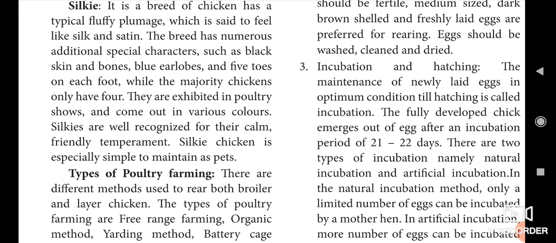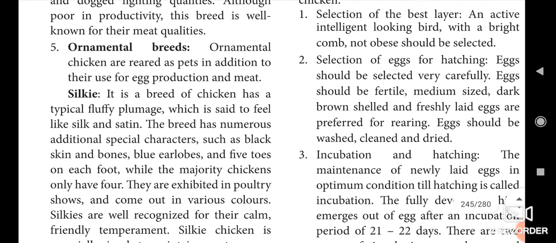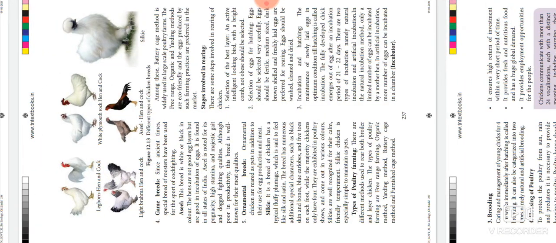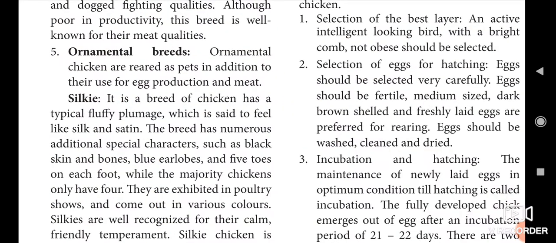Okay, so these are the types of chicken breed. How many types of chicken breeds are there? Totally 5 types of chicken breeds are there. What are they? Egg layer, broiler type, dual purpose breed, game breed and ornamental breed.